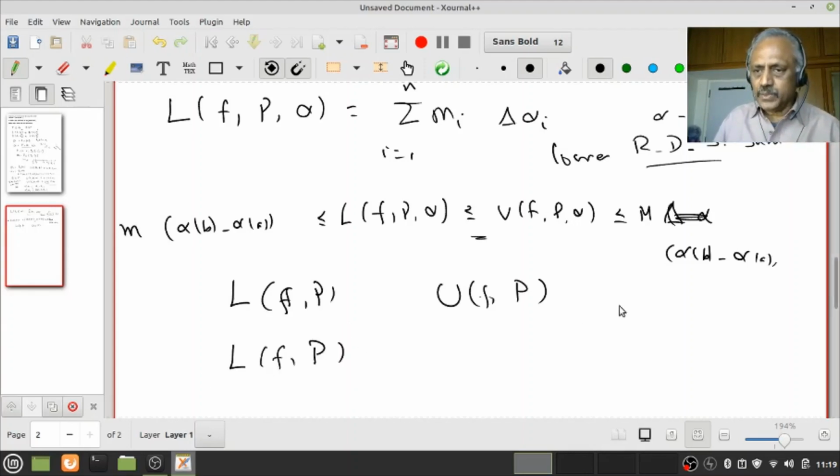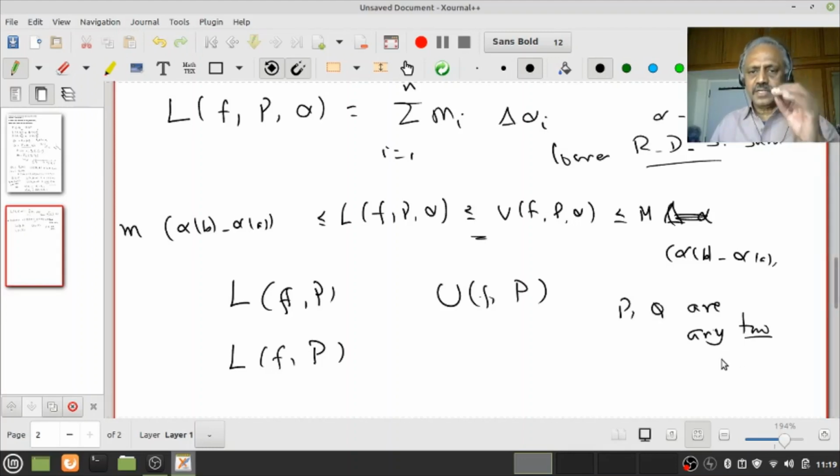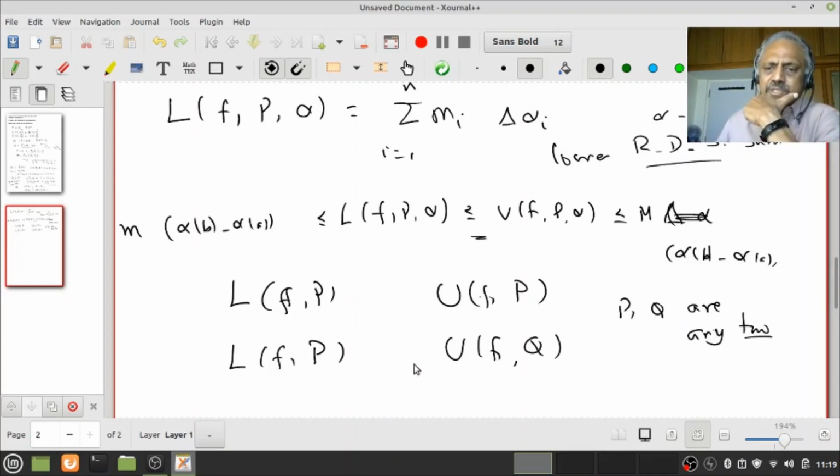Now P and Q are any two partitions, arbitrary. Not necessarily Q refines P or P refines Q, right? And U of Q. You understand this? Two arbitrary partitions I take. What do you think the relationship between these two should be? Use your geometry, you should be able to guess it.